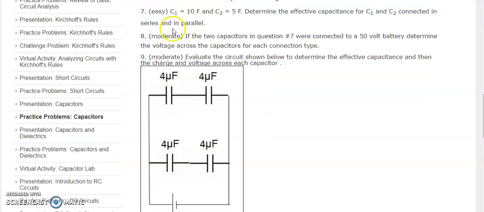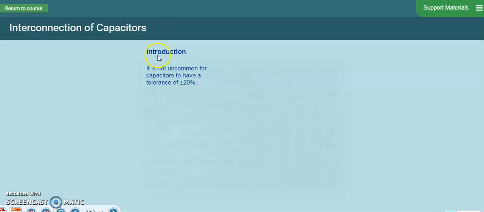Now let's move on to the next one, which is question number 7. Here you can see capacitor 1 is given and capacitor 2 is given, and you need to find the total capacitance for C1 and C2 connected in series and in parallel. Before that, let's look into the PowerPoint from LG Create.